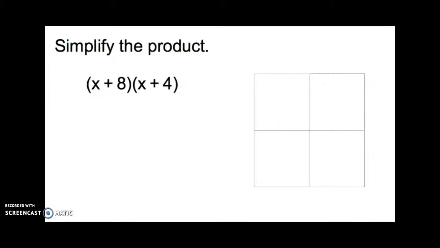So up top, you would write x and 8. You could have written x and 4. That's perfectly fine. But x and 8 I'll put up top, and I'll put x and 4 on the side. Again, you could have flip-flopped those, x and 4 up top and x and 8 on the side, and you would have gotten the same answer.